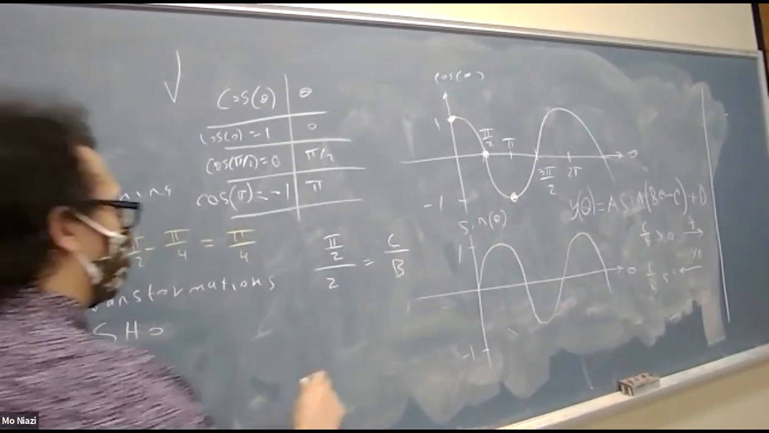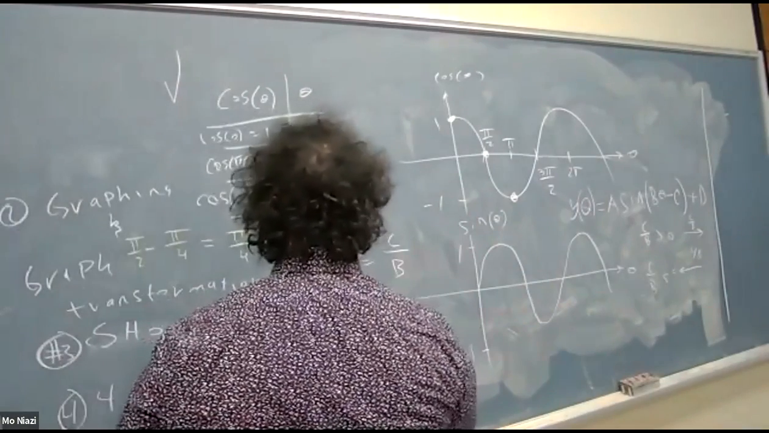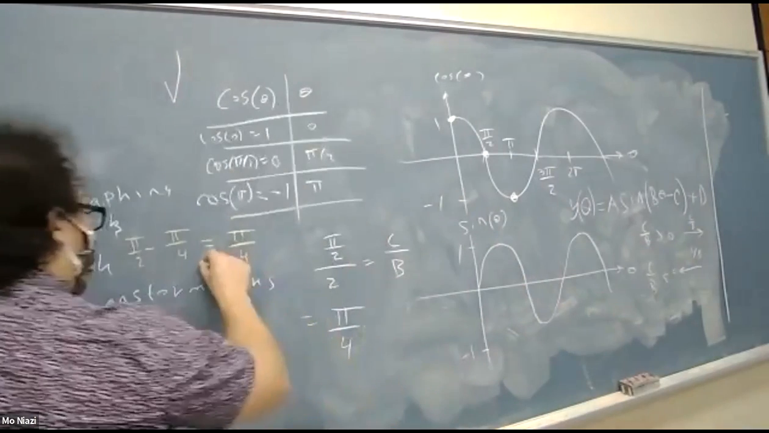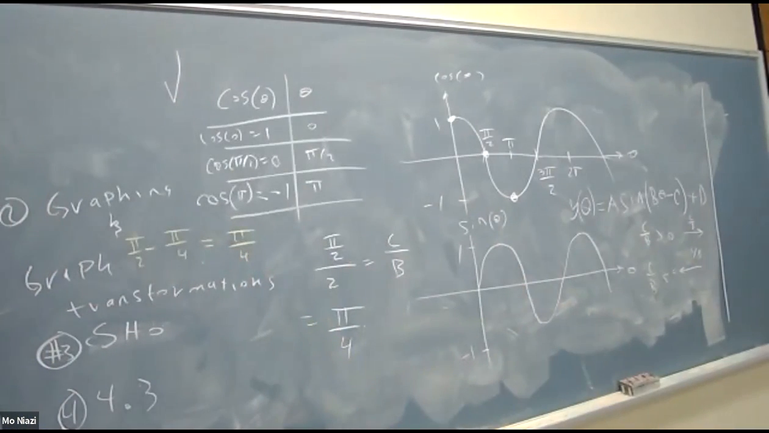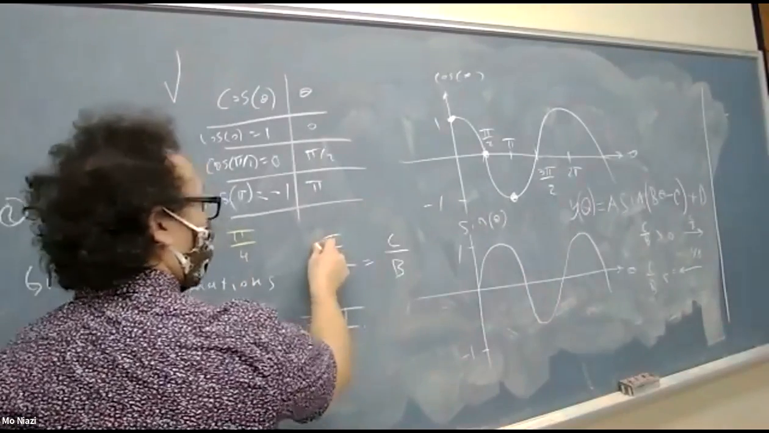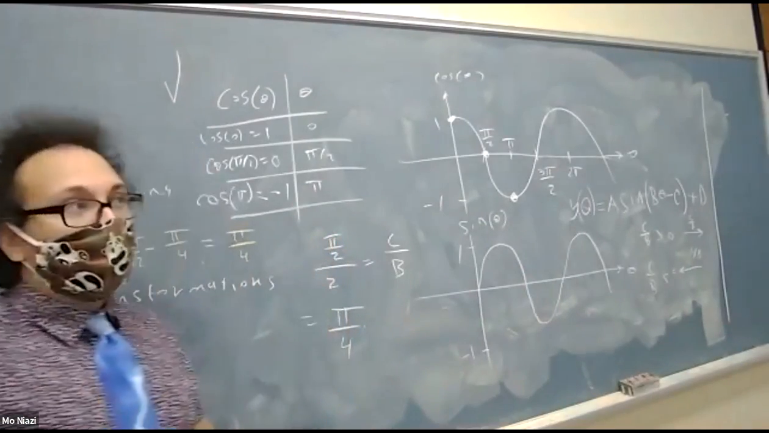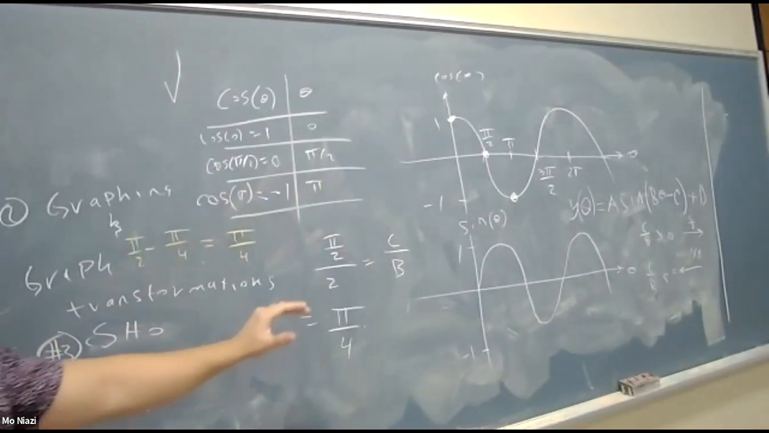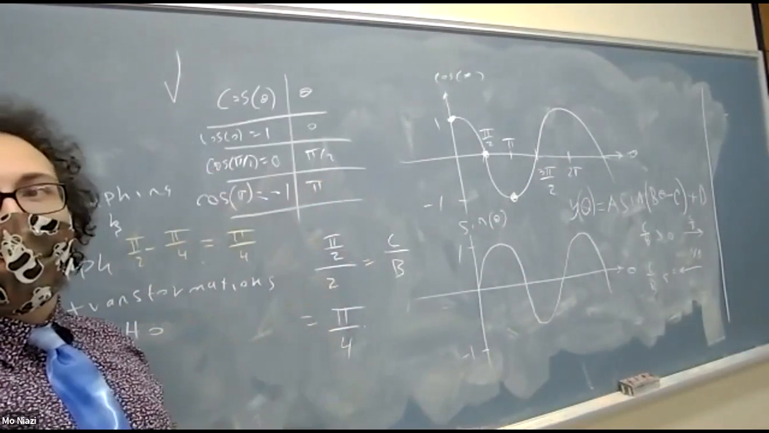Okay, so notice that this ends up equaling pi over 4. And this ends up equaling how much we got phase shifted horizontally. Now, I know what you're thinking. Why doesn't this have a negative on it? Because it's negative pi over 2 over there. Why am I writing positive pi over 2 over here?